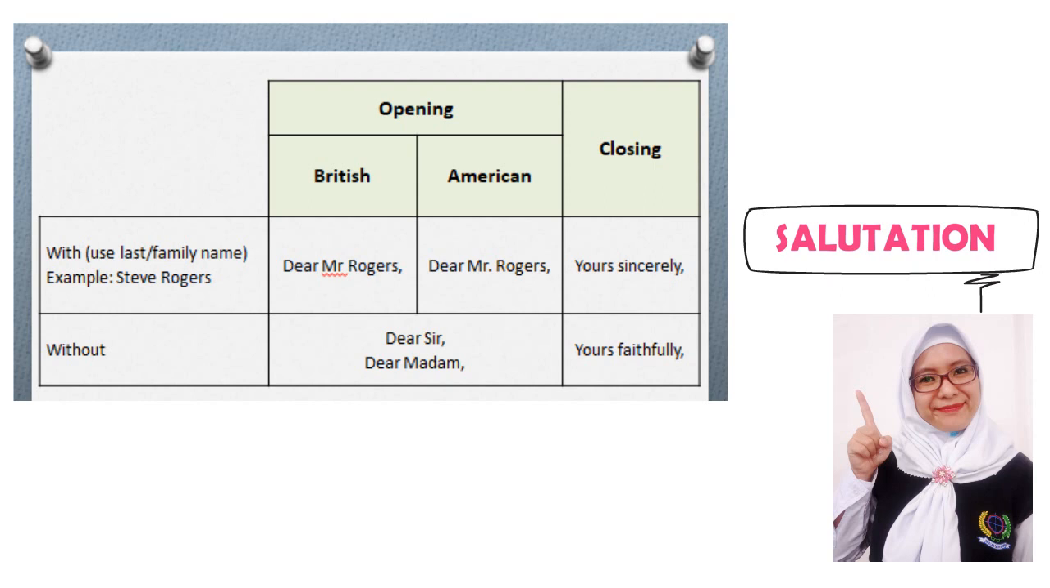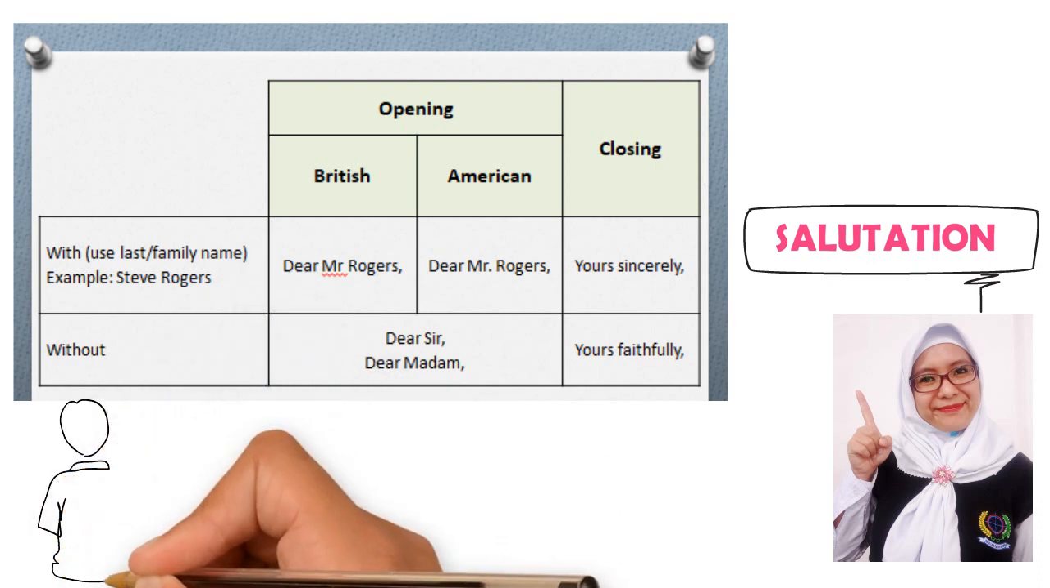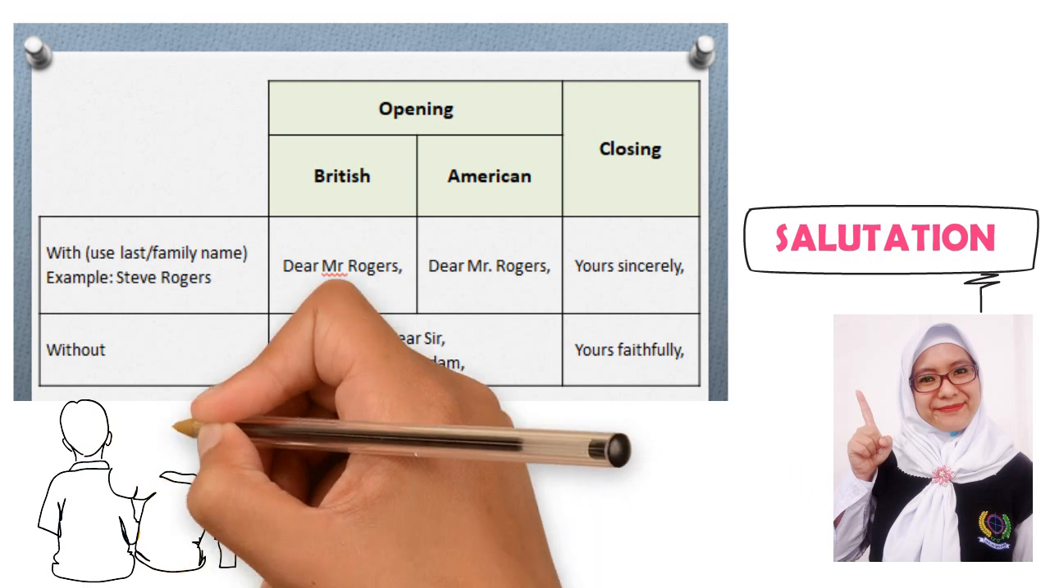What if you don't have a specific recipient's or honoree's name? Well, take a look at the second row there. The opening salutation is the same for both British and American style. You simply write, "Dear Sir or Madam," and then use a comma after that. The closing salutation is "Yours faithfully," comma. Hope you get the whole idea now.